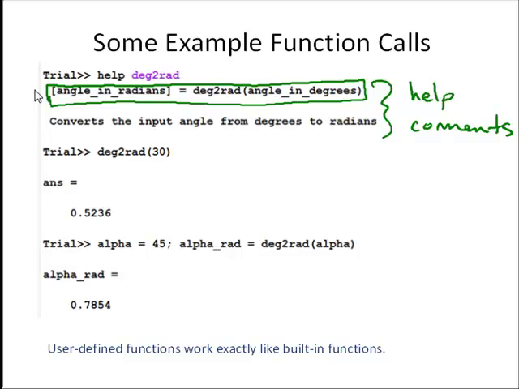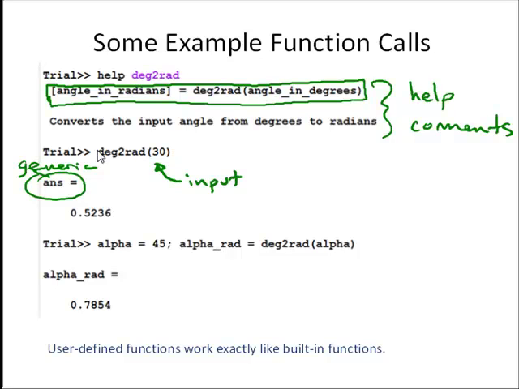So we can type, for example, deg2rad(30). There's our input. The function takes 30, which it would interpret as degrees, converts it to radians, and spits out an answer. Now in this case, we don't have an output variable to assign the answer to, so MATLAB creates the generic ans variable since we haven't assigned the output.